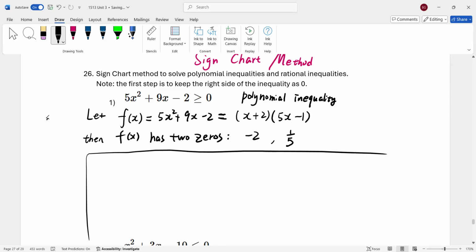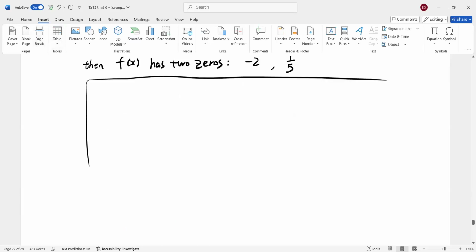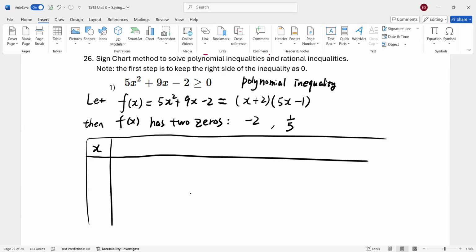You can design the chart whatever way you feel comfortable. This is how I design the chart. The first row on my chart is x. We know the function f of x is a polynomial function, so the domain is all real, right? Domain is all real. And the two zeros separate the domain, all real, into 3 intervals. If I draw the real number line here, this is the domain of the polynomial function.